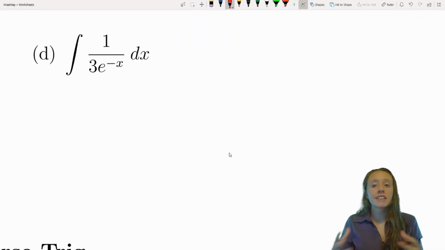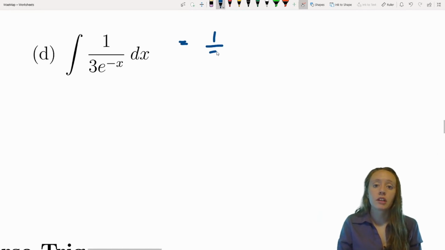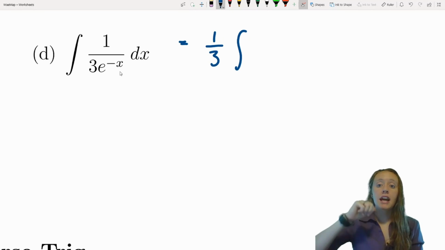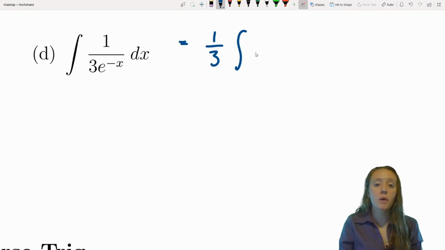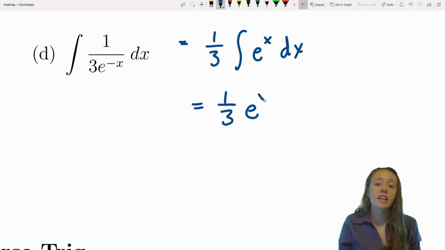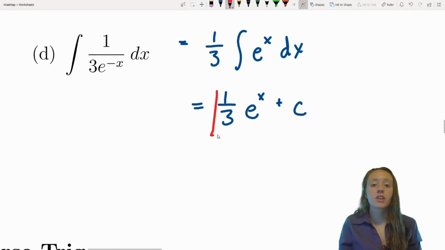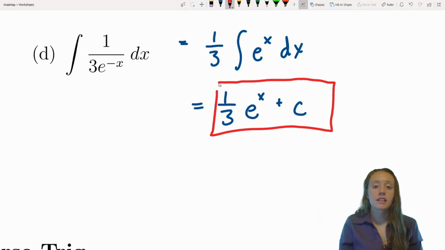Hopefully we can rewrite this in order to integrate it. Let's see. Well, first of all, I can pull the 1/3 out in front. And then also, this e to the negative exponent can be flipped and written as a positive. So this is really 1/3 e to the positive x dx. E to the x is e to the x. So this is equal to 1/3 e to the x plus c. E to the x over 3 plus c.